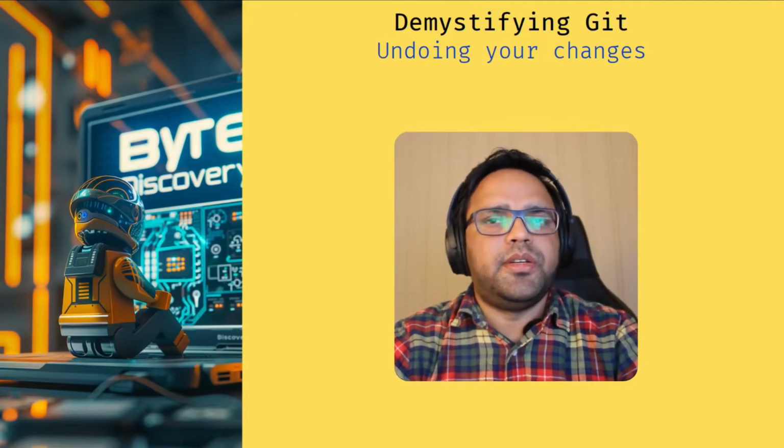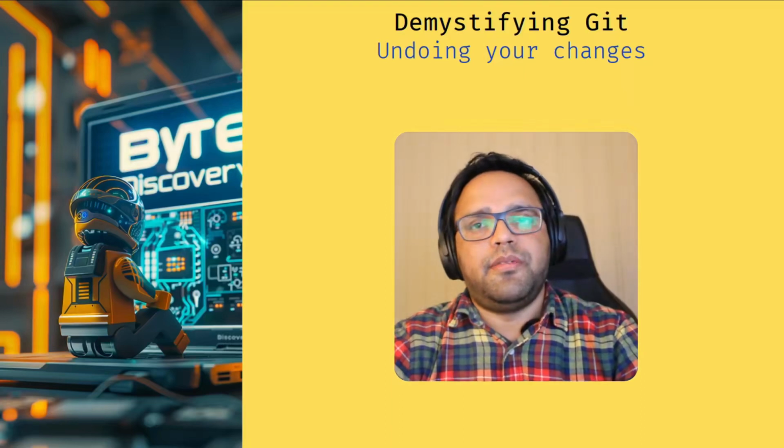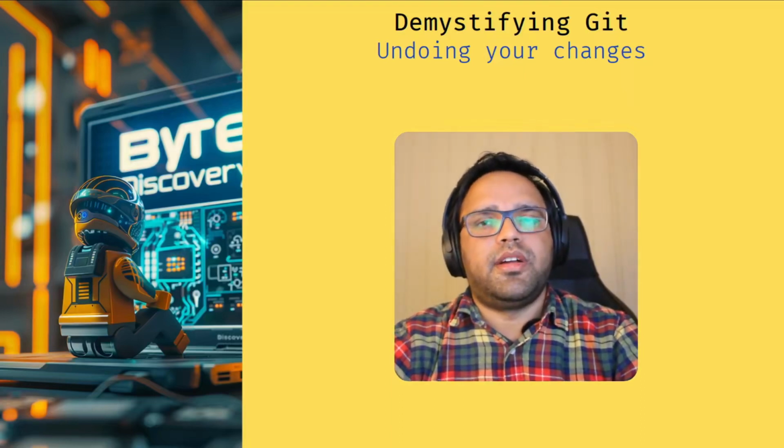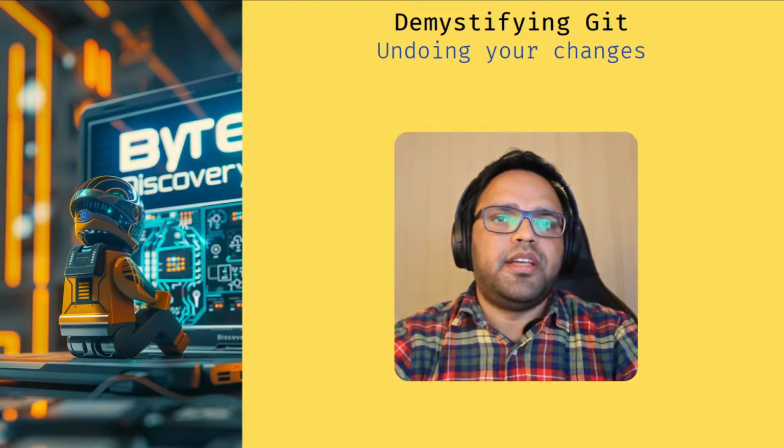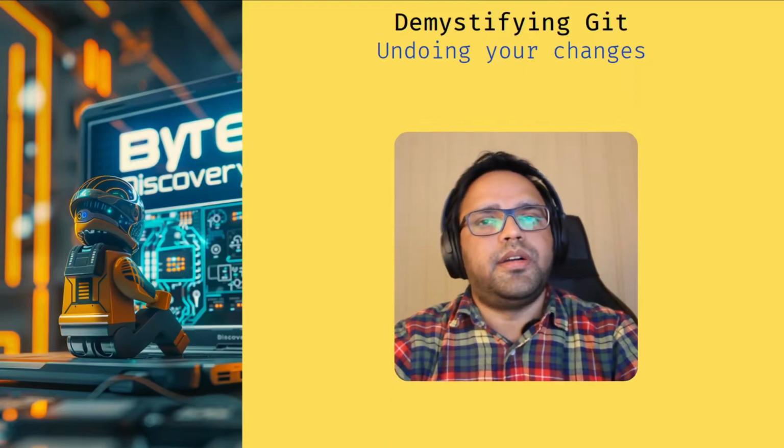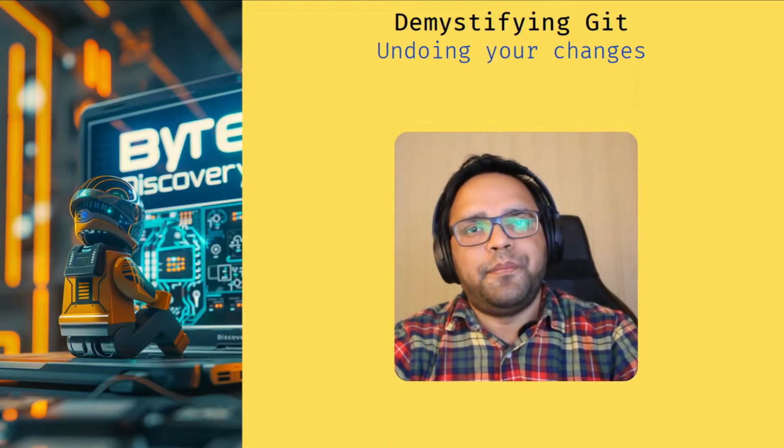In the last episode, we talked about a few commands that help us to explore the Git commit history. For example, git reflog and git log commands. In this episode, we'll explore a few commands that will help us to undo our changes to the repository.